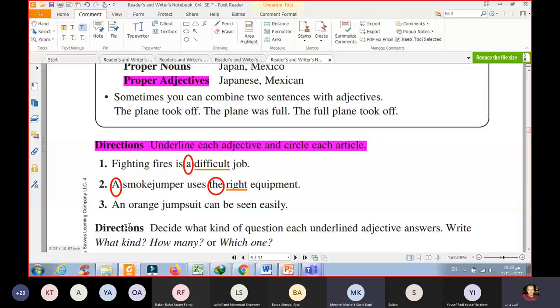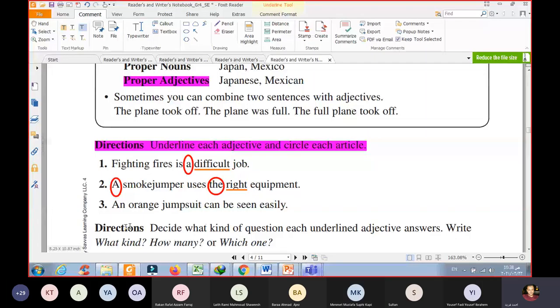We should put a circle at... No, just read the sentence first, and then we are going to talk, okay? An orange jumpsuit... Jumps, it can be seen easily. Boys, you have to listen to your teacher first. Say it again.